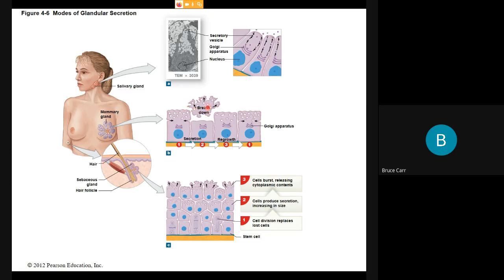And the cell debris of this portion, the membrane, and the cytoplasm and organelles go along with the vesicles and the secretion that is released. We see apocrine secretion here in the mammary gland.